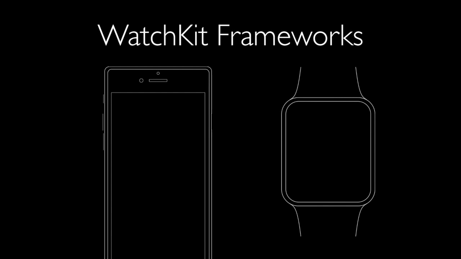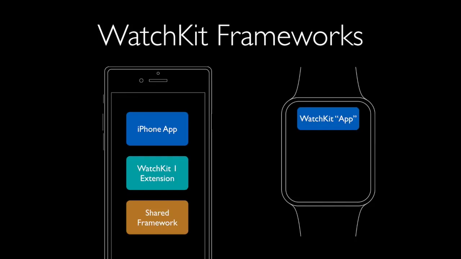There's a special thing I want to talk about: WatchKit. It's not really a special case, but it's worth talking about. This is how WatchKit works with WatchOS 1. You have your app, you have a WatchKit extension, and this is really your WatchKit app. This is where all your code is. And you can have a shared framework that shares code between your WatchKit extension and iPhone. This is almost exactly like any other extension.